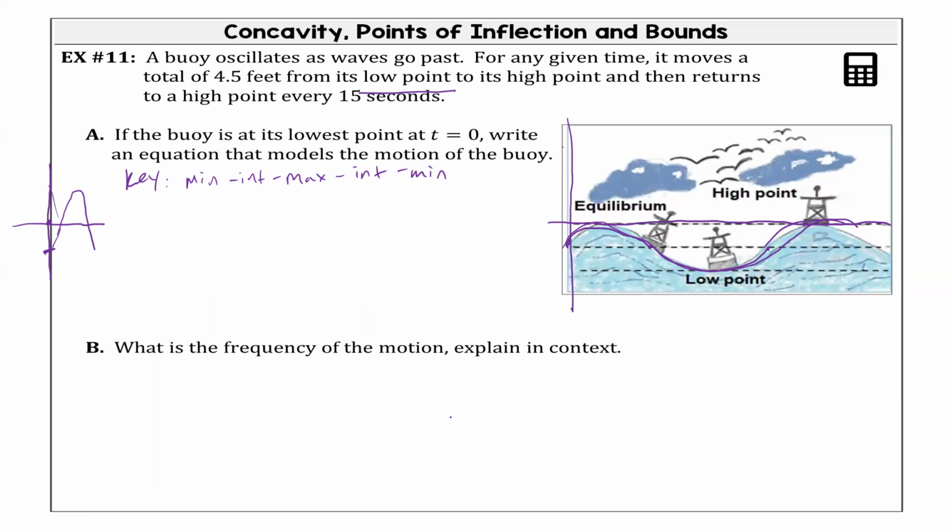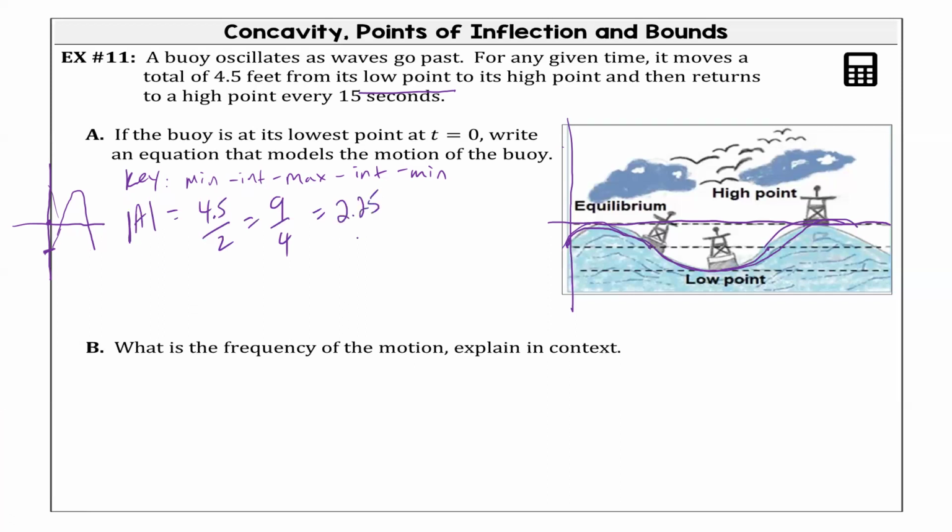All right, I'm going to finish this video for you. So we're doing min, intercept, max, intercept, min. With the fact that it says it's only halfway, like of our 4.5, that means our A value, or our amplitude, equals 4.5 divided by 2, which equals 9/4, which, if you want it in terms of a decimal, is 2 1/4, right?